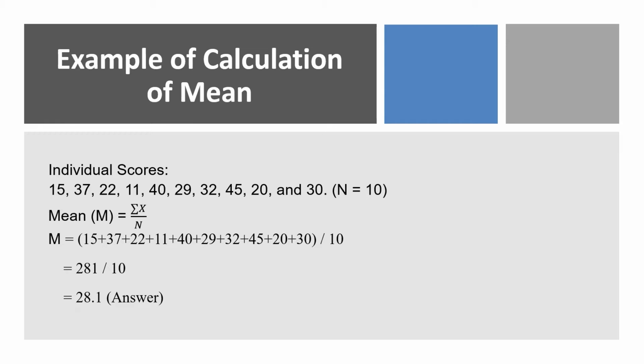After getting this mean score, what can you do? You can compare the mean score with any individual score, 15 with 28.1. You can say that the student who scored 15 is a below average student. 37 with 28.1: the student who secured 37 is an above average student. Accordingly, you can compare an individual score with the group scores.